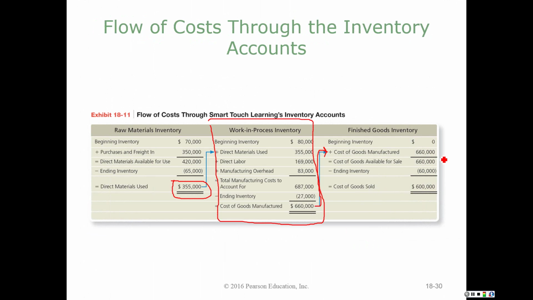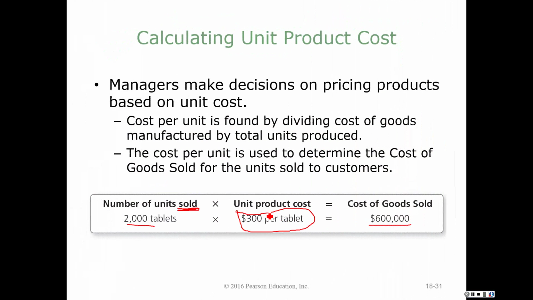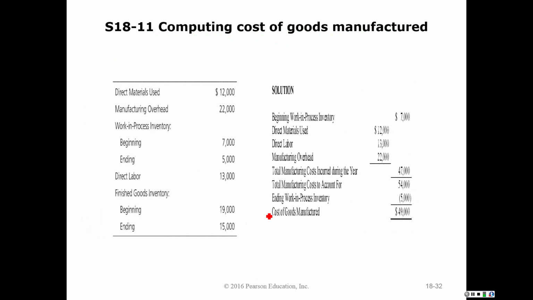We manufactured $660,000 worth of tablets, but I have only sold $600,000 worth of tablets. I still have $60,000 in finished goods inventory ready for sale. Okay, this is exciting stuff. This is useful information when you're trying to help a company make decisions.